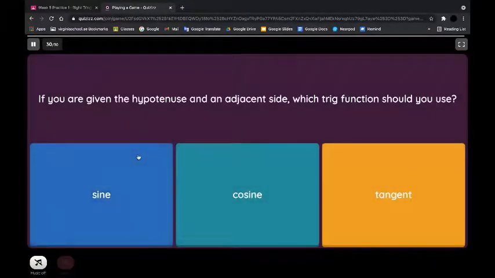If you are given the hypotenuse and an adjacent side, which trigonometry function should you use? The only trigonometry function that you can apply while using the hypotenuse and adjacent side of a triangle is the cosine, because the sine needs the opposite side over the hypotenuse, and over here we don't have the opposite side as an option, and it doesn't require the adjacent side. And we cannot select tangent either because the formula for tangent is opposite over adjacent, and we don't have the option of opposite here, and it's not asking for the hypotenuse. So clearly the final answer is cosine.